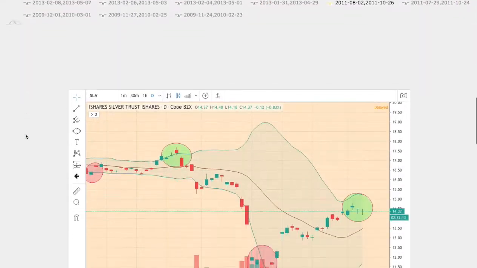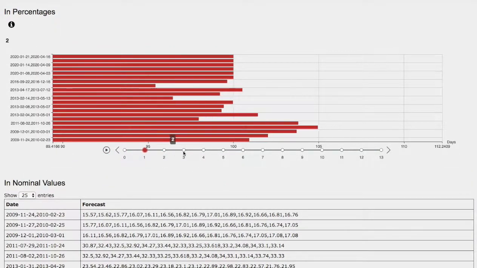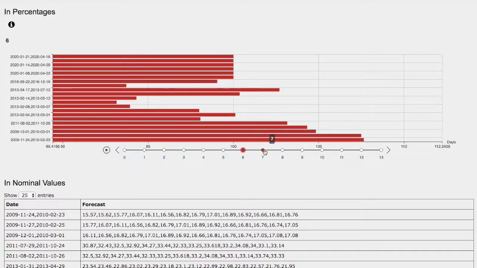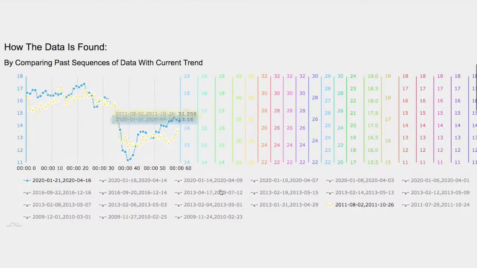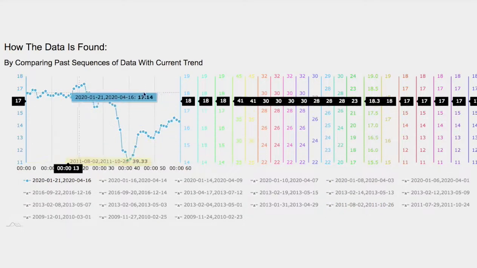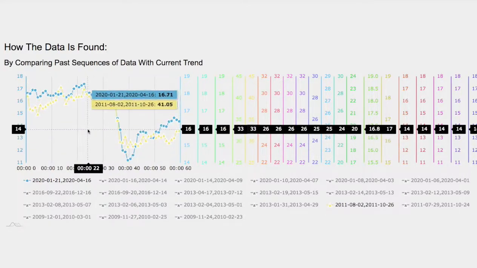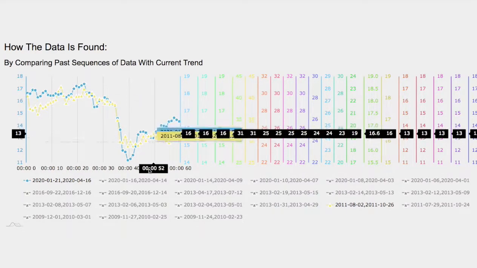So let's examine the day-by-day forecast for silver. So we have 1 day out, 2 days out, 3 days out, 4 days out, 5 days out, 6 days out, and 7 days out. So which one of these models should we focus on? Ideally, the model that is the best match to the current trend. Right now we have this current trend on the line graph, and the trend that is the best match to it is August 2nd, 2011 to October 26th.